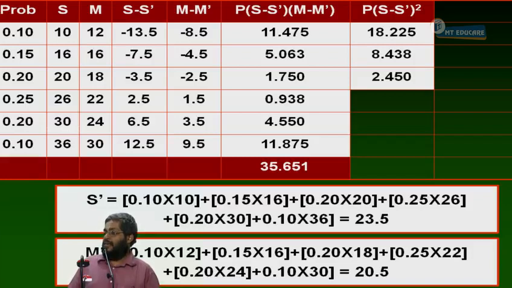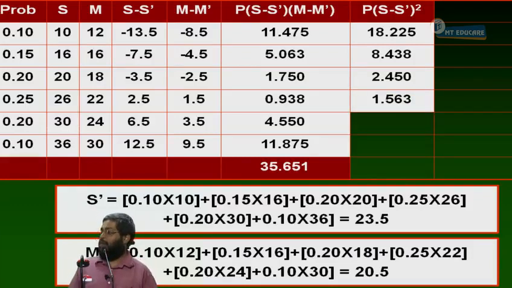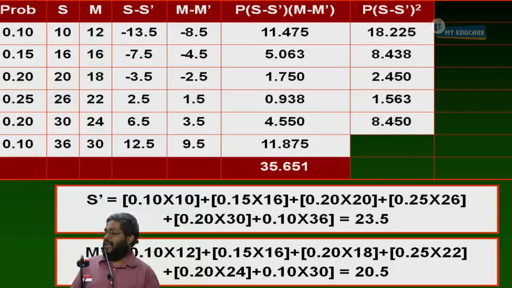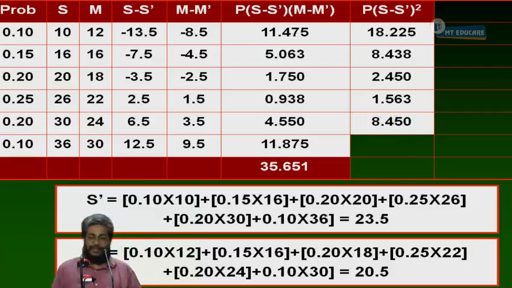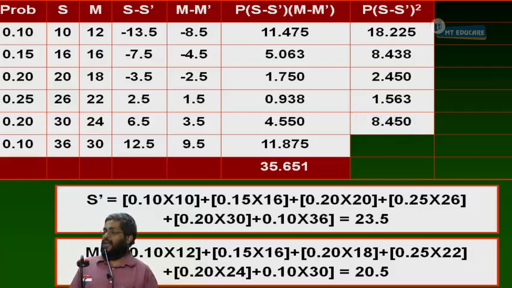Tell me the next number. 2.5 the whole squared into 0.25. 2.5 into 2.5 into 0.25. What's the number? 1.563. Next number, 6.5 into 6.5 into 0.2. The number is what? 8.450. Last number, 12.5 squared into 0.1. What is the number?